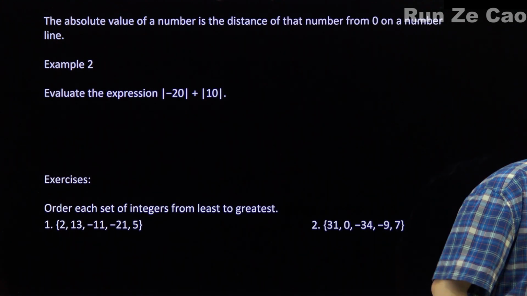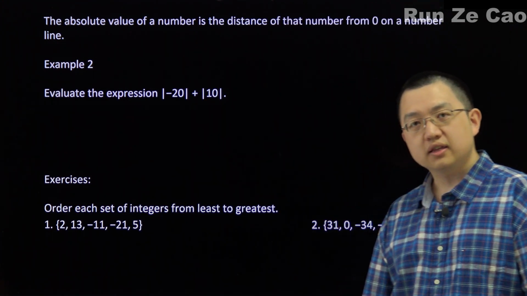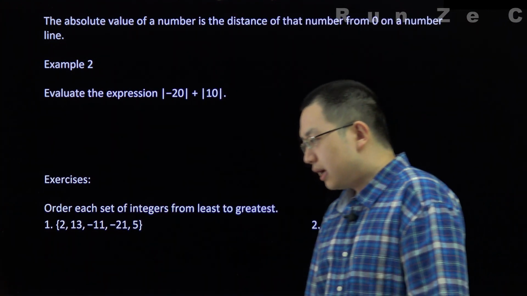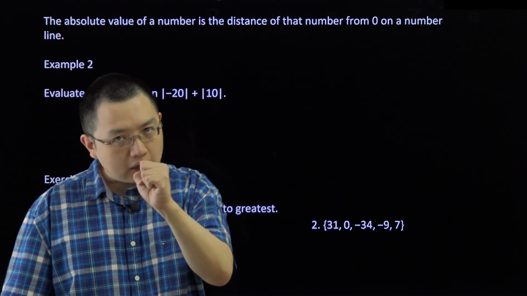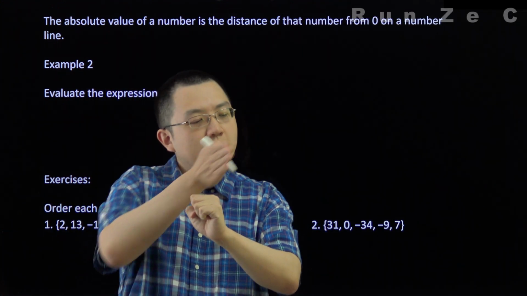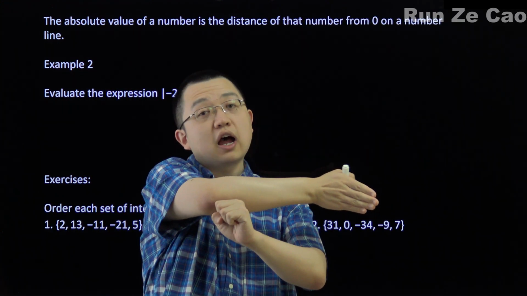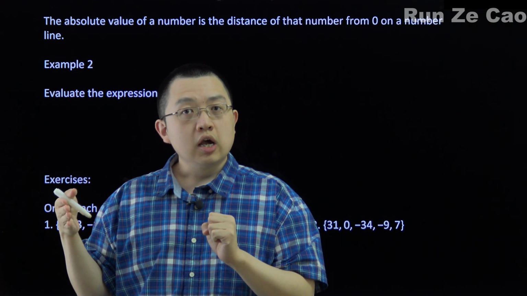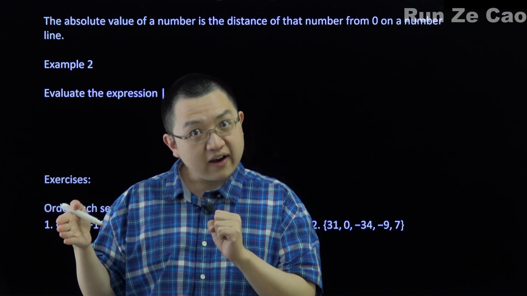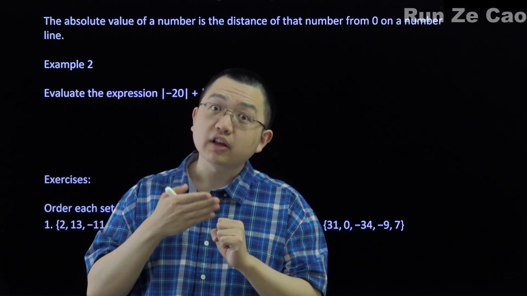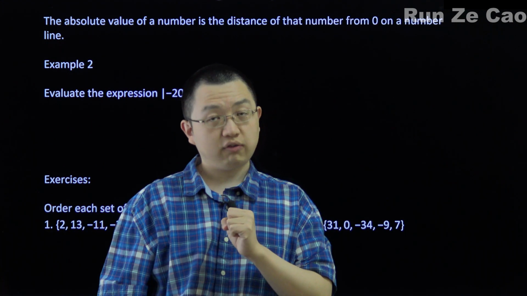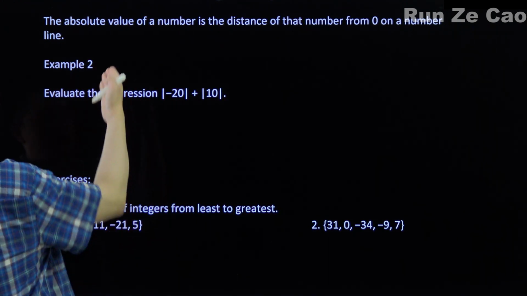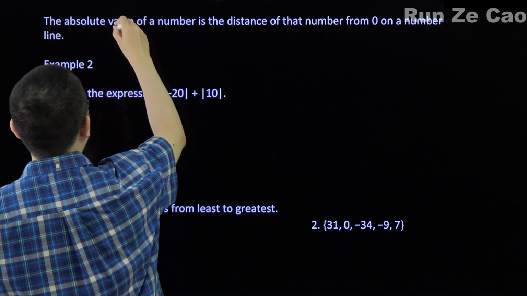The absolute value of a number is the distance of that number from 0 on a number line. If you go from 0 and you go 5 units one way, you end up at +5, but if you go 5 units the other way, you end up at -5. How far is -5 from 0? Oh, it's 5 units. How far is +5 from 0? Oh, it's 5 units.